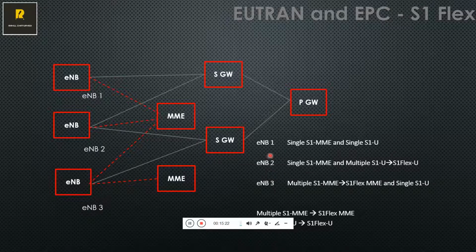Coming to the detailing now, eNodeB1: single S1-MME and single S1 user plane. eNodeB2: single S1-MME and multiple S1-U, that is S1-Flex U. eNodeB3: multiple S1-MME, that means S1-Flex MME, and single S1-U. So the flex means the multiple. Multiple S1-MME is S1-Flex MME, multiple S1 user plane is S1-Flex user plane.